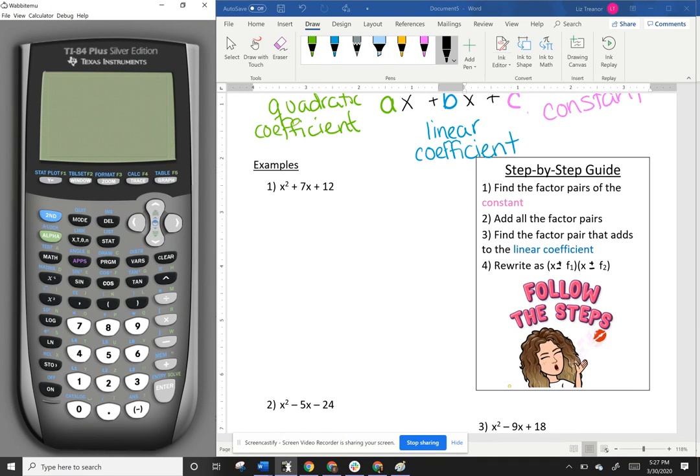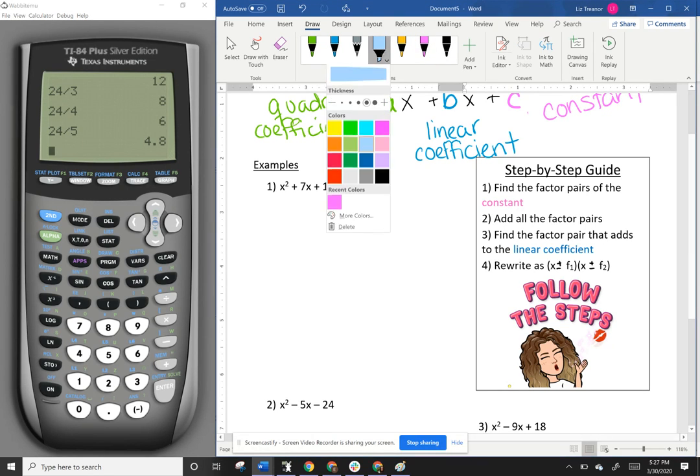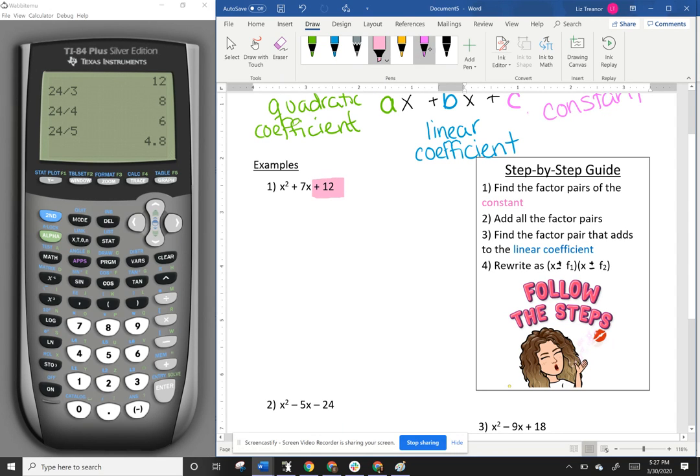Well, step one tells us we need to find the factor pairs of the constant. And in this case, the constant is positive 12. Okay, so let's start there. Find the factors of positive 12. We have to think in terms of positive and negatives here. So positive 1 times positive 12 is 12. Negative 1 times negative 12 is also positive 12.